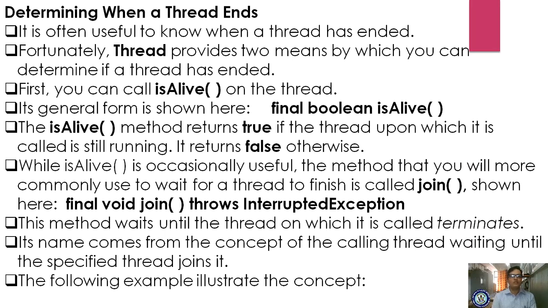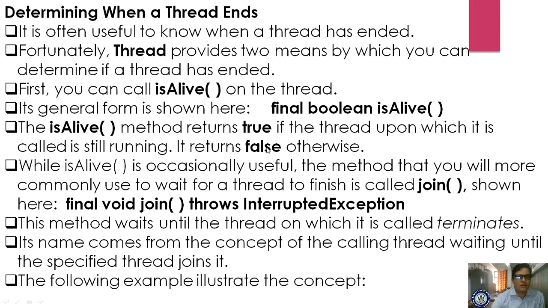What is the general form? final boolean isAlive. The isAlive method returns true if the thread upon which it is called is still running. If the thread is still running, it will return true. Otherwise, if the thread has ended, it will return false. So the purpose of isAlive is that it returns true if the thread is running, and false if it is not running.